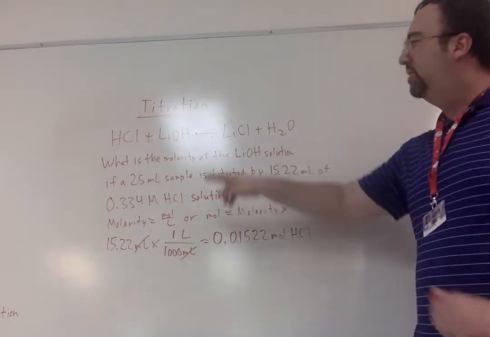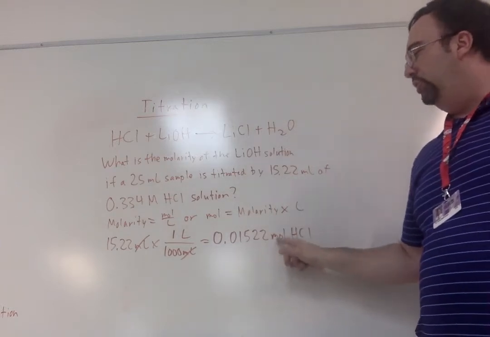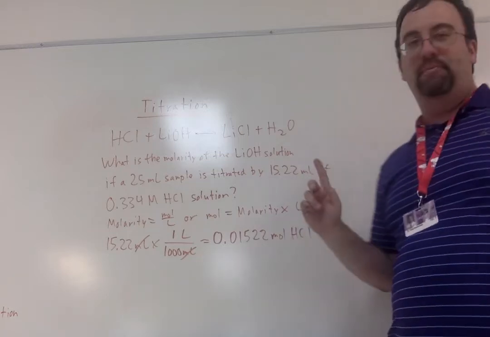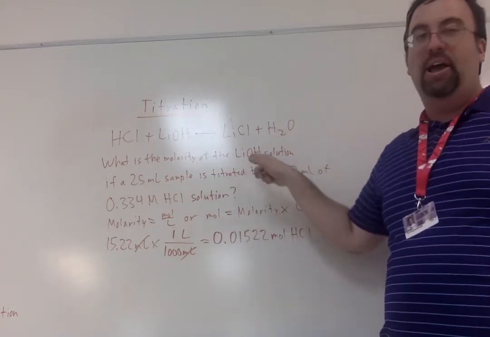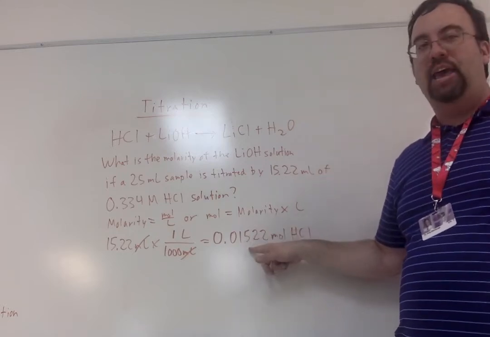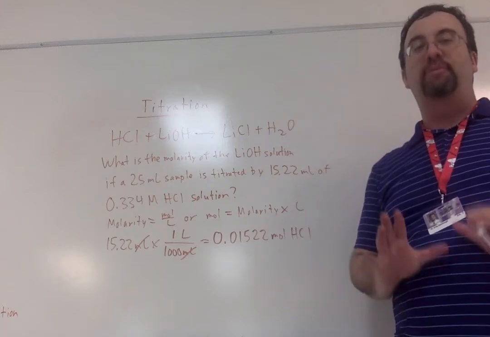Remember, because this is a one-to-one relationship, the moles of the acid is the same as the moles of the base. And the base in this case is this LiOH. So if we end up with this amount to titrate to the endpoint, this is also the same number that we're going to use for the moles of the LiOH.